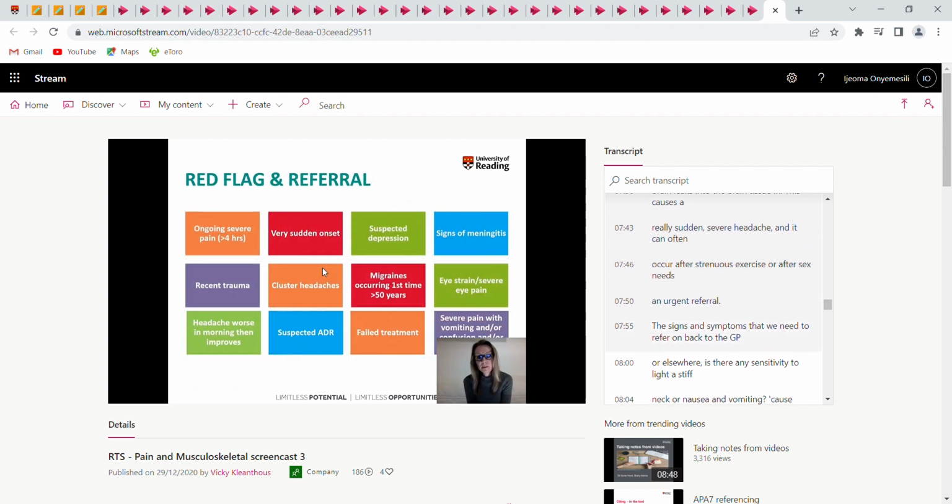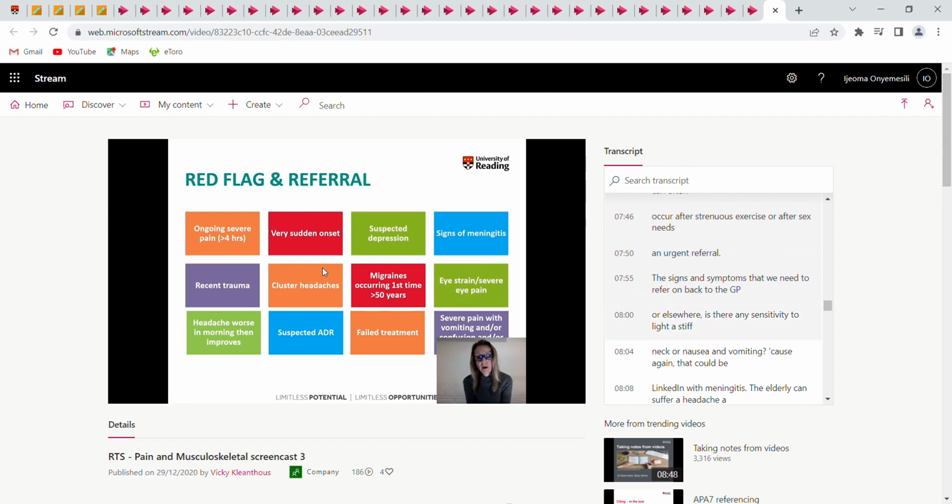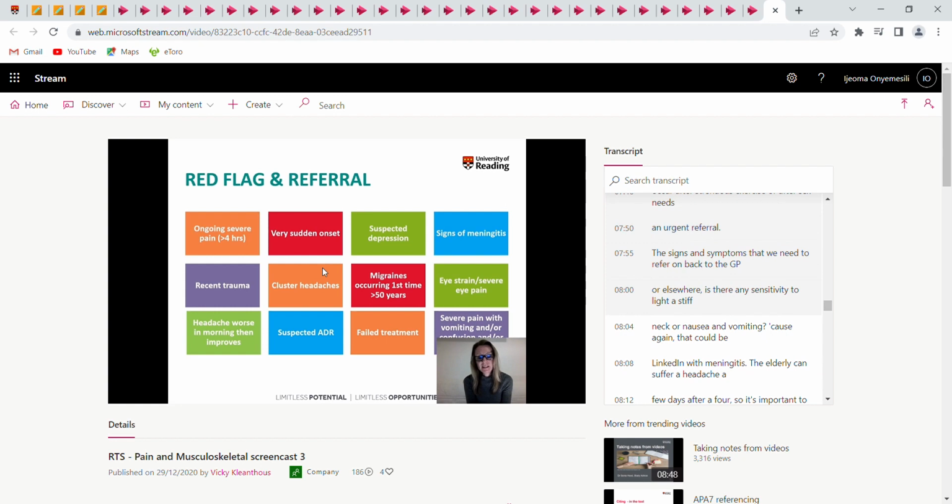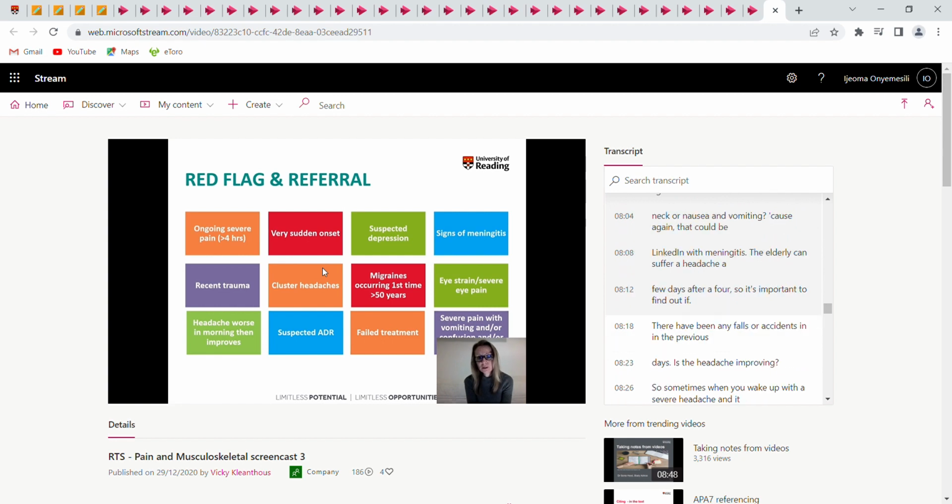Those are signs and symptoms that we need to refer on back to the GP or elsewhere. Is there any sensitivity to light, a stiff neck or nausea and vomiting? Because again, that could be linked in with meningitis. The elderly can suffer a headache a few days after a fall, so it's important to find out if there have been any falls or accidents in the previous days.